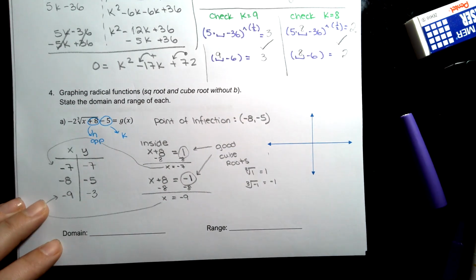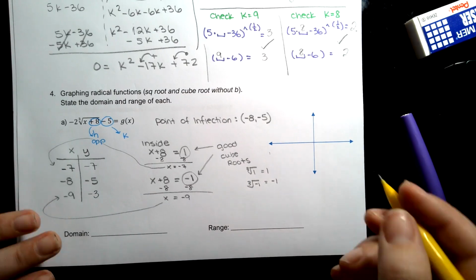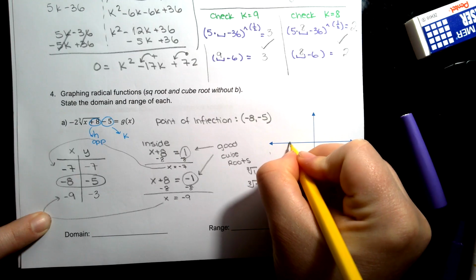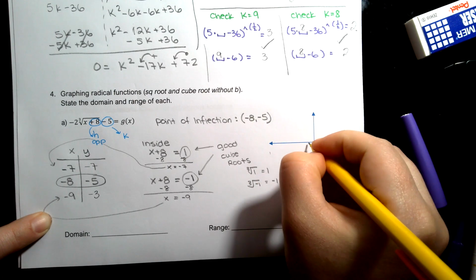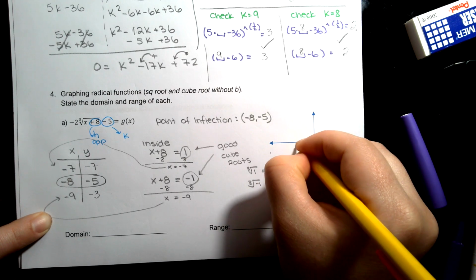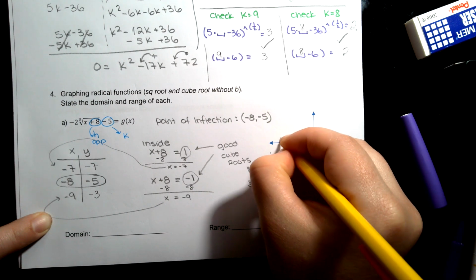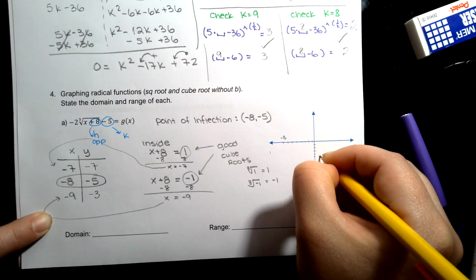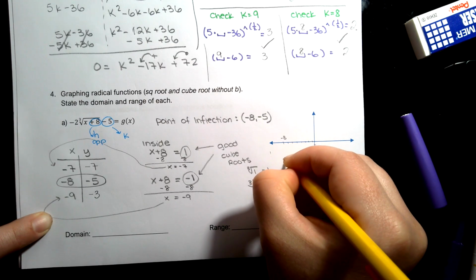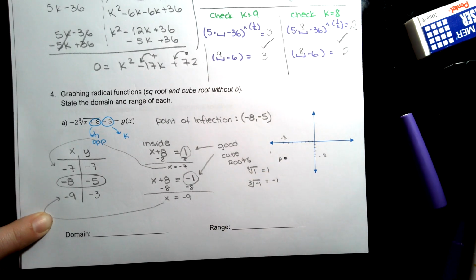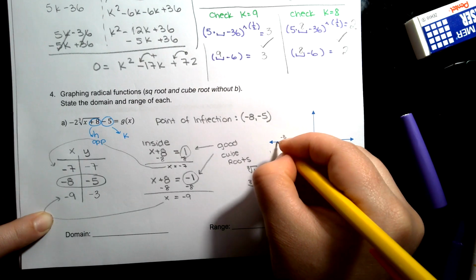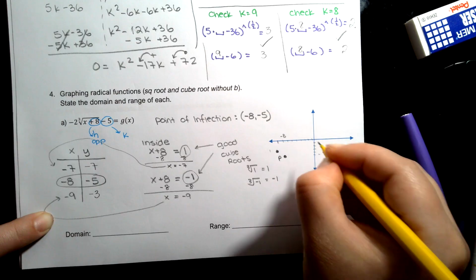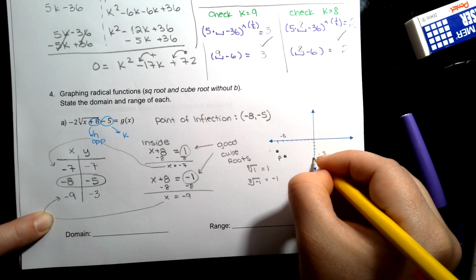Now that I have my 3 points, I'm going to go ahead and graph them. So I start with your point of inflection. Don't lose that. And I'm going to guesstimate where -8 is. So we get 1, 2, 3, 4, 5, 6, 7, 8. And then we have 1, 2, 3, 4, 5, -5. So point of inflection is going to be here. You want to label it either P or I. Next, we have -9 and -3. So about here. And then -7 and -7.